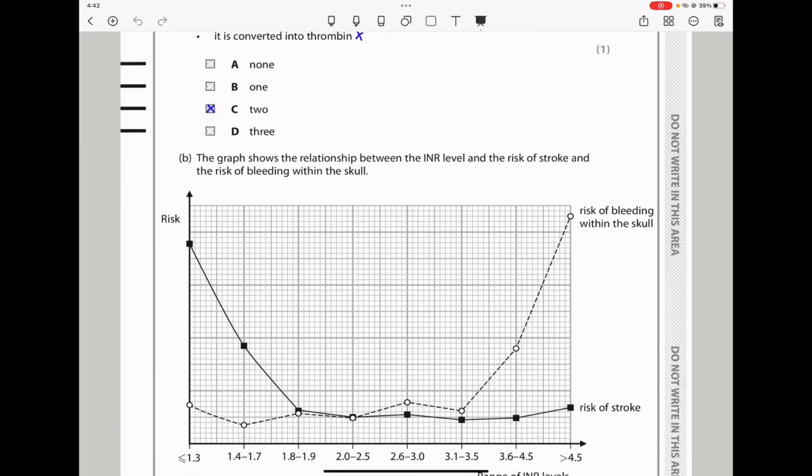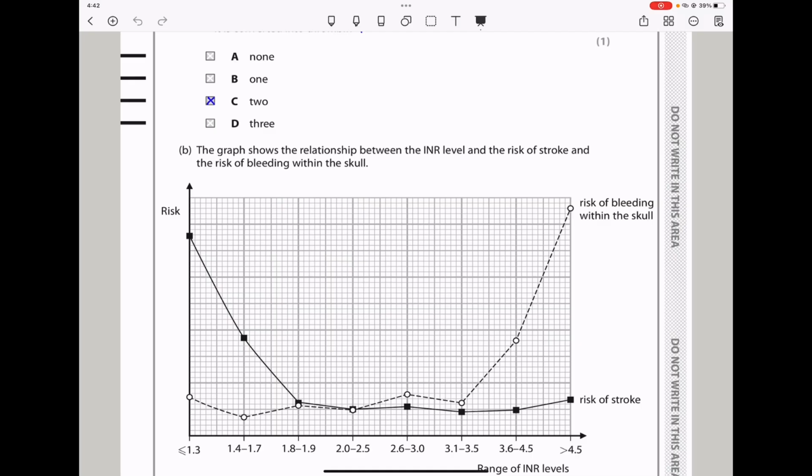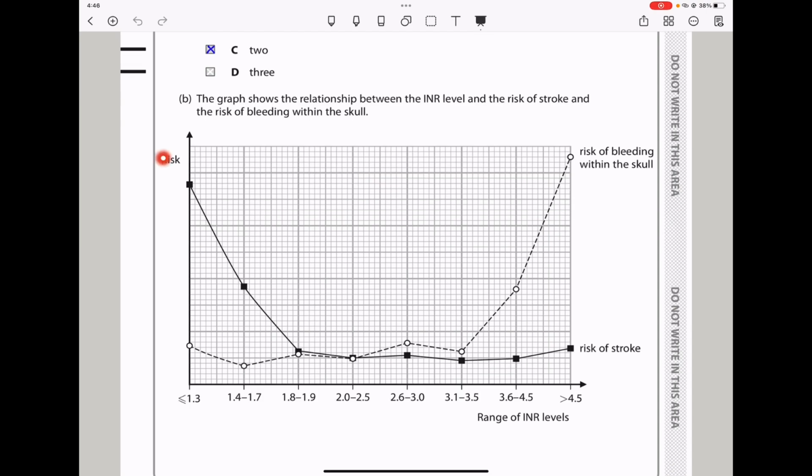In part B, the graph shows the relationship between INR level and the risk of stroke and the risk of bleeding within the skull. So on the vertical axis we have the risk, and on the horizontal axis we have the range of INR. So we can see the risk of stroke decreases, and actually it has a greater decrease in comparison to the risk of bleeding within the skull. Then a fluctuation about these ranges before we see an increase in the risk of bleeding within the skull and a slight increase in the risk of stroke.